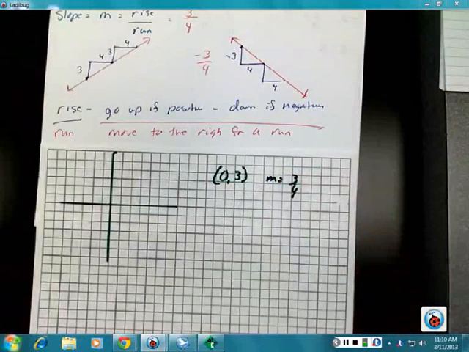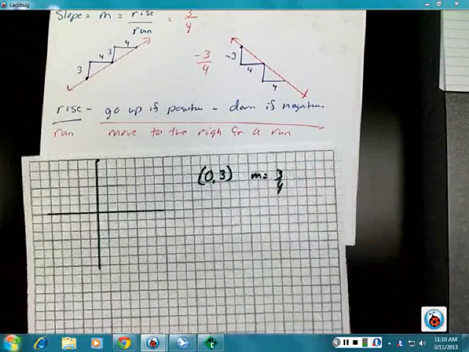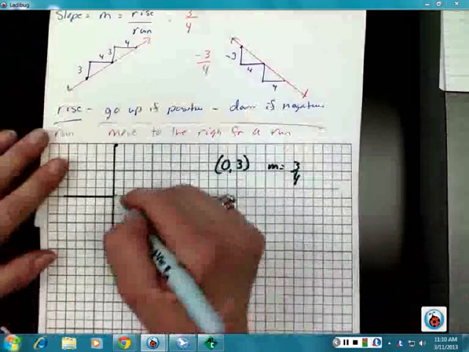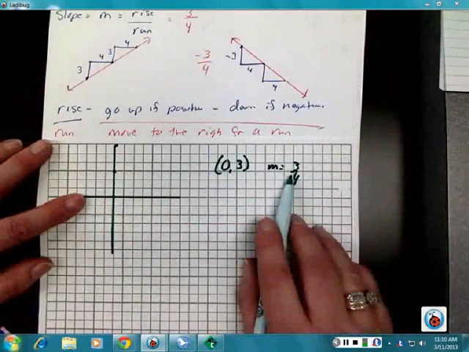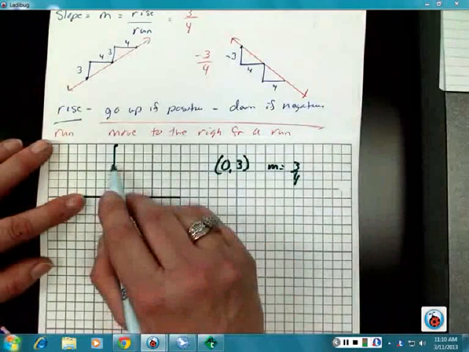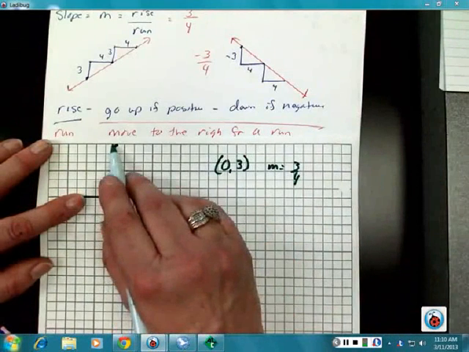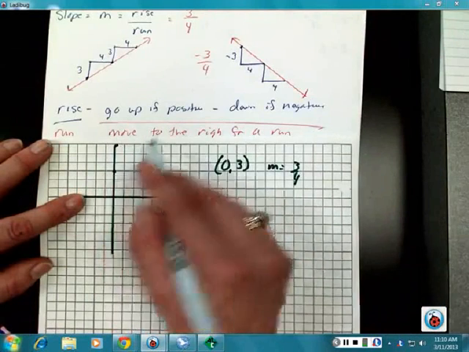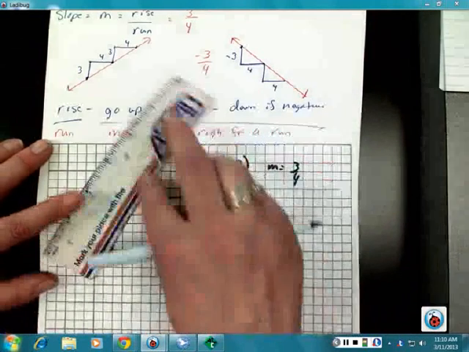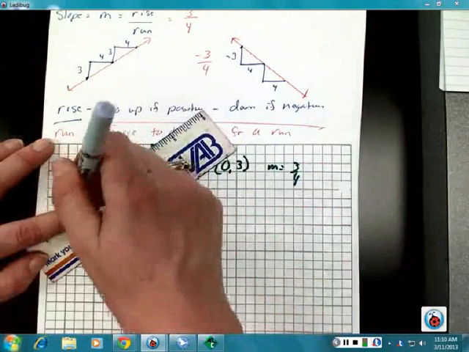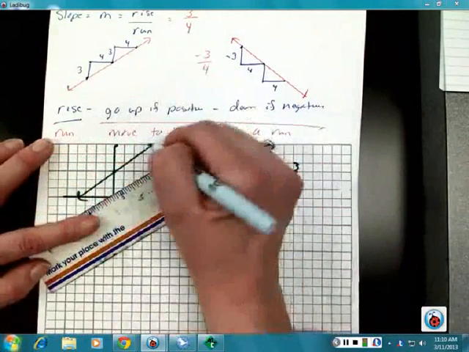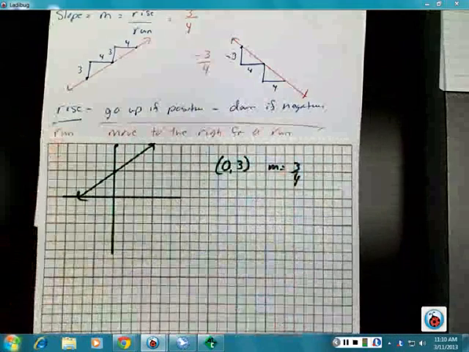What would that mean? Well, that would mean I would start out at 0, 3, 1, 2, 3. Use my slope. My slope says go up 3, 1, 2, 3, and over 4, 1, 2, 3, 4, and plot it. And if I connect those two dots that I just created there, I get the graph of my line. And I didn't have any math involved in that at all, did I?